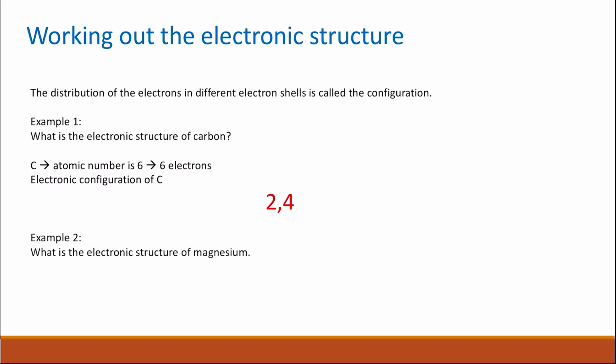Another example, what would be the electronic structure or electronic configuration of magnesium? Magnesium has an atomic number of 12, which means it has 12 electrons, and then the electronic configuration of magnesium would be 2, 8, and 2. The electronic structure can be shown as a diagram or as numbers, as the one that we have just seen.